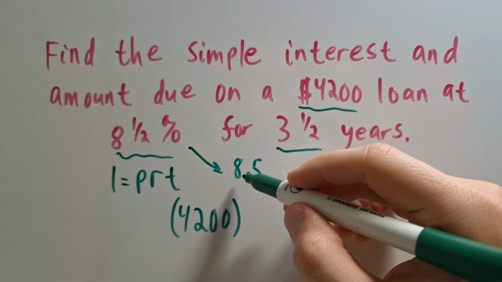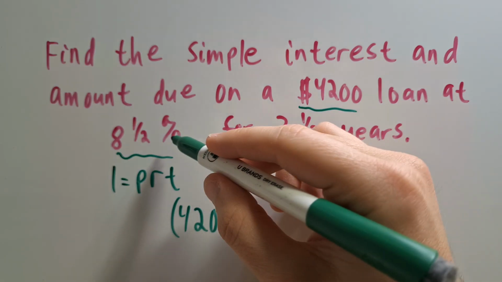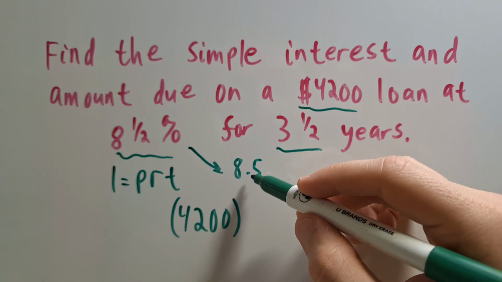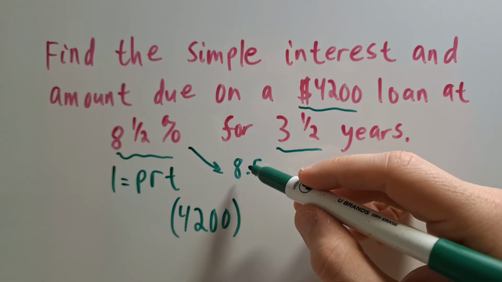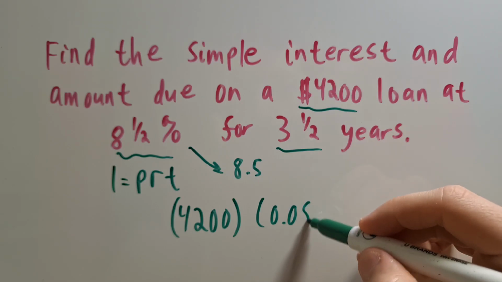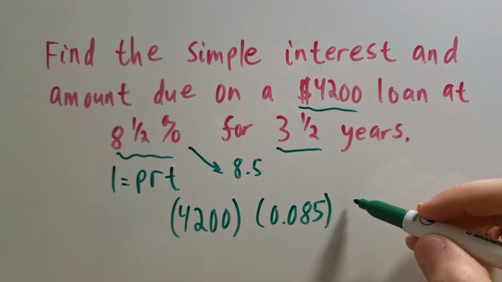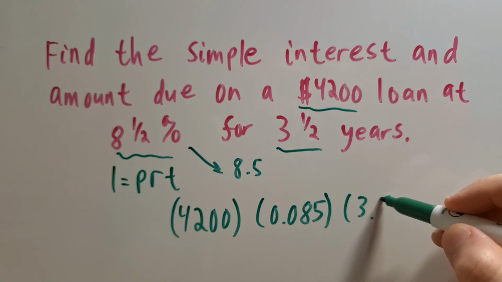But remember what we have to do is write it in its decimal form, because here this is 8.5%. So we still have to divide this number by 100, which when we do gives us 0.085. And then 3.5 years, 3.5.